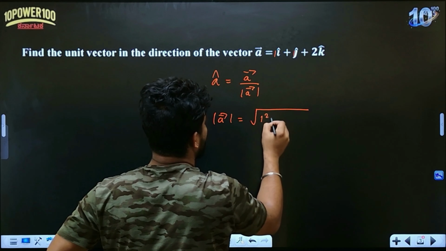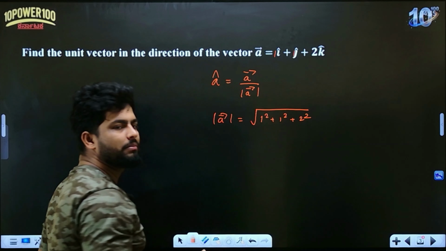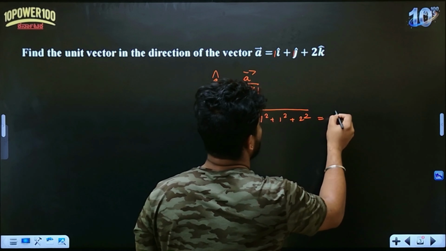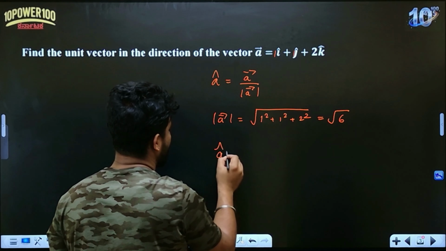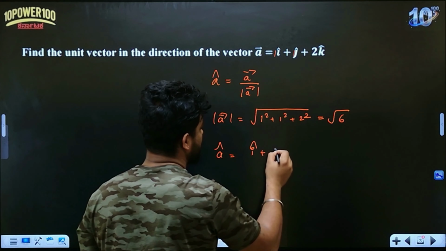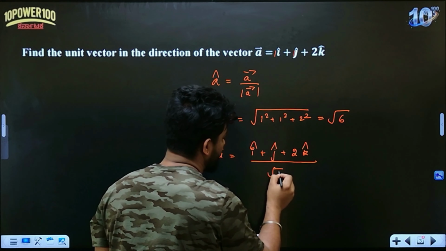So 1 square plus 1 square plus 2 square. Even if it is negative, it will become positive, nothing to worry about here. So this is root 6, correct? Root 6. Now A cap is equal to vector A, which is I cap plus J cap plus 2 K cap, divided by root 6.